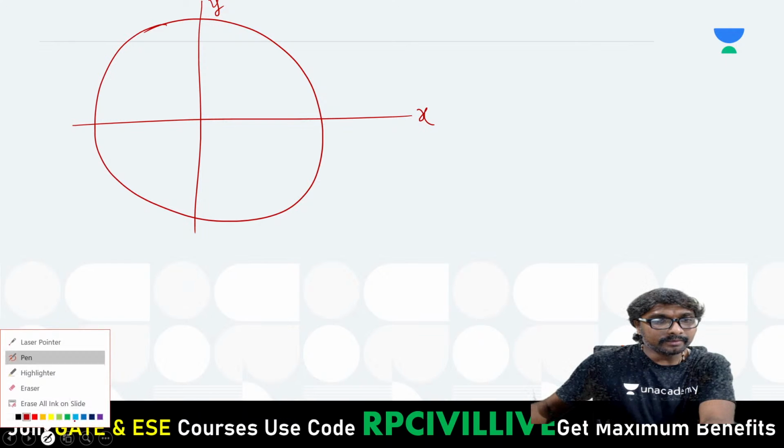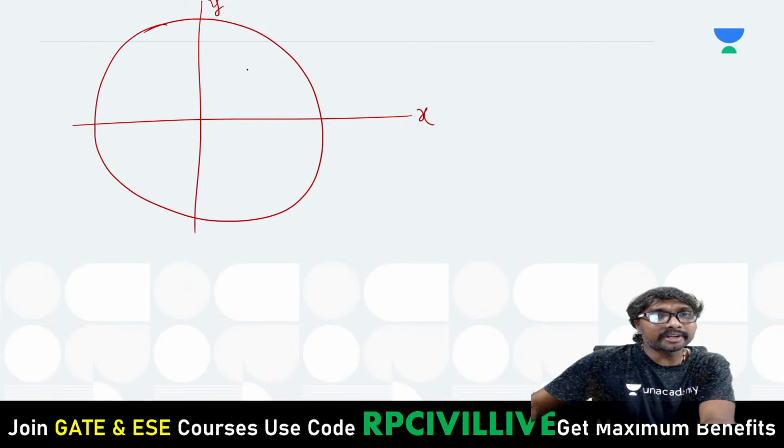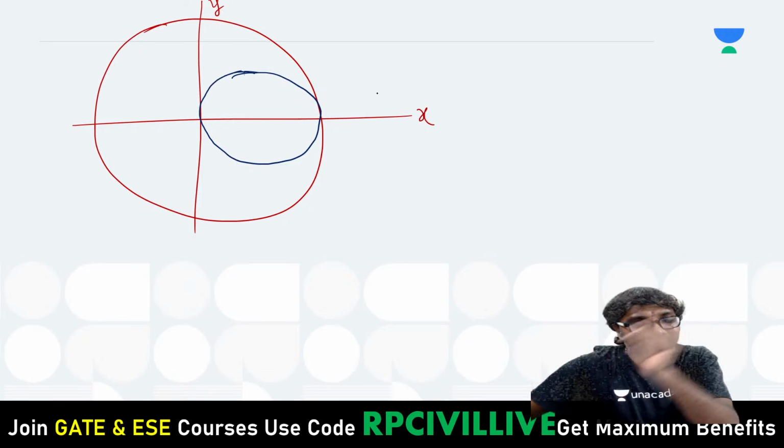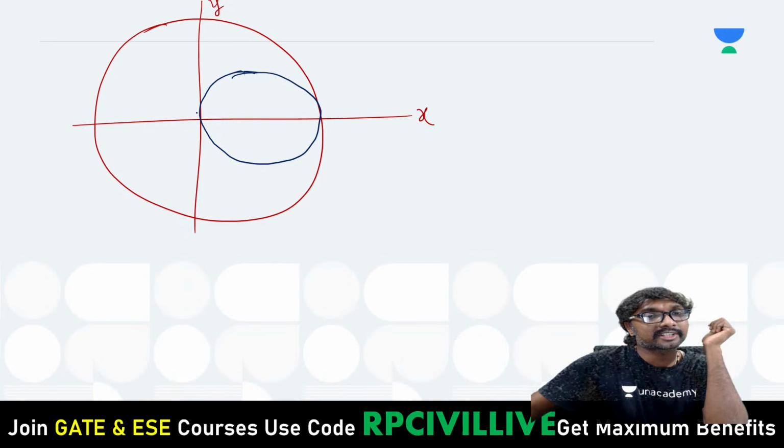Now when you are considering the cut portion, if you take the cut portion like this, what is that cut portion? This is your cut portion. If you cut this portion, this is your hole. Then you can get some value with respect to this, right?